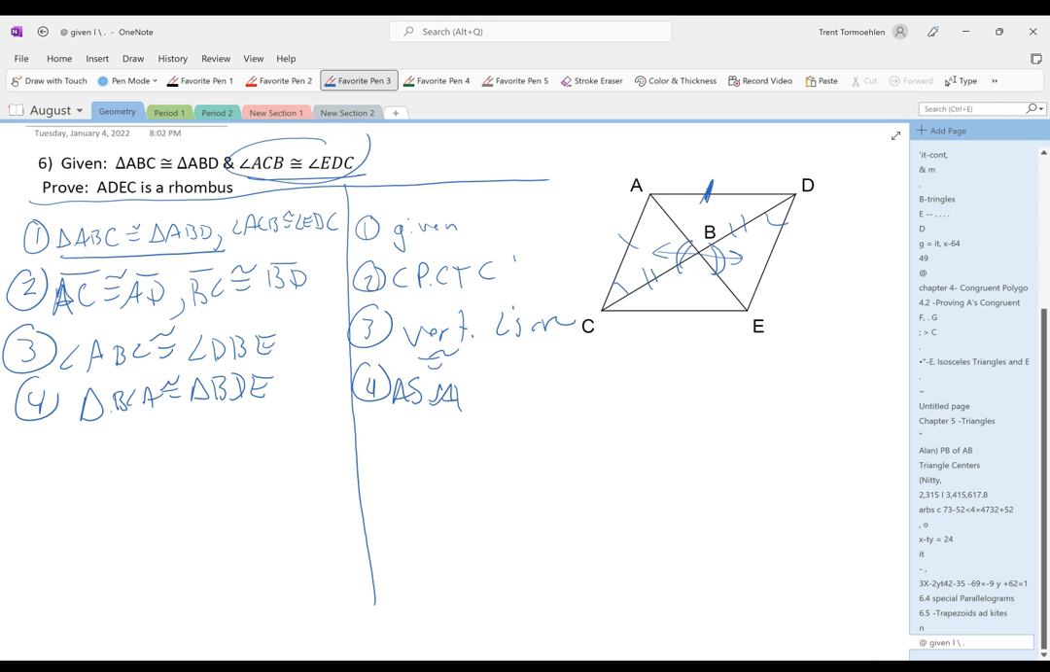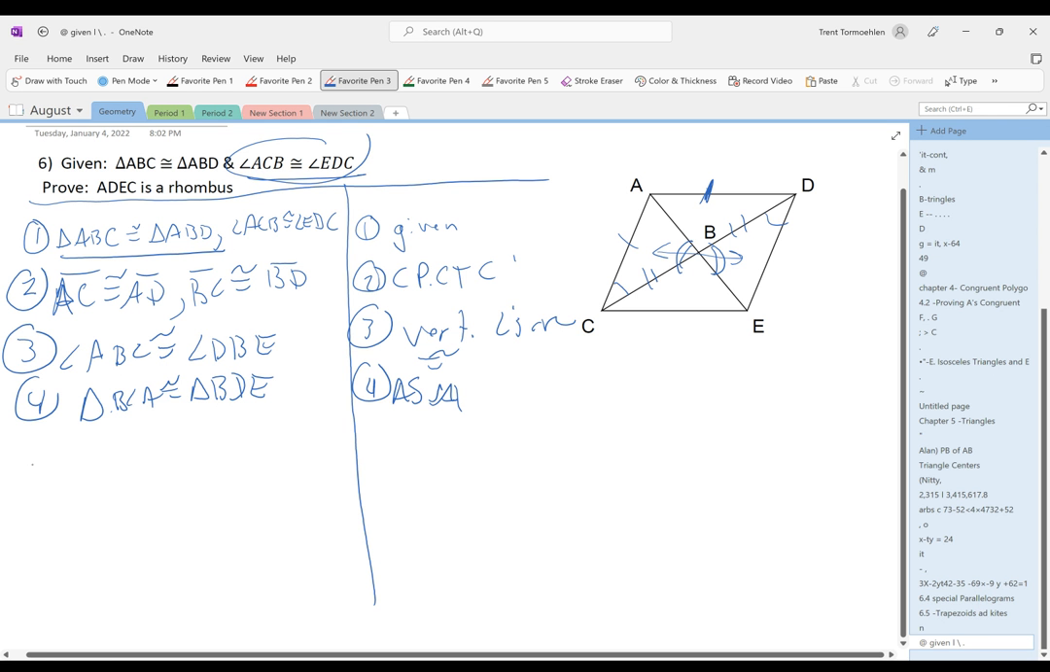Now, from there, we know that AC is congruent to DE, also by CPCTC. And so now we've shown that these three are all congruent. And so the last thing to do is show this is congruent. Well, to do that, we also need to put AB is congruent to BE, or something like this. I think that's going to be the best way to do it.